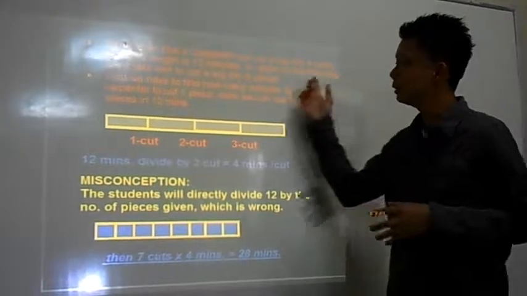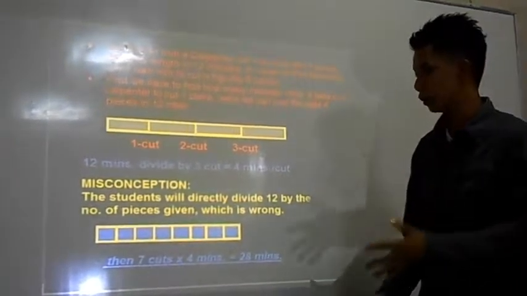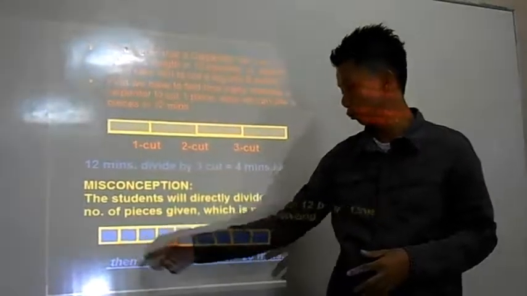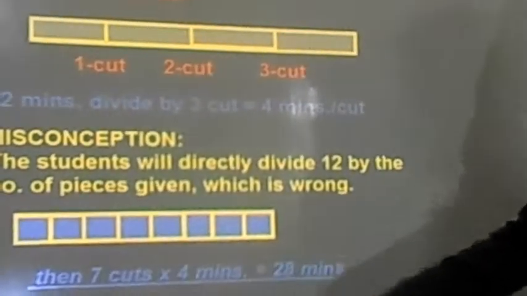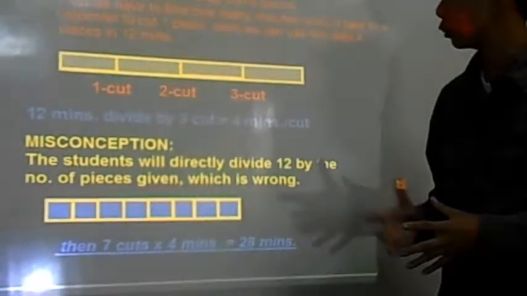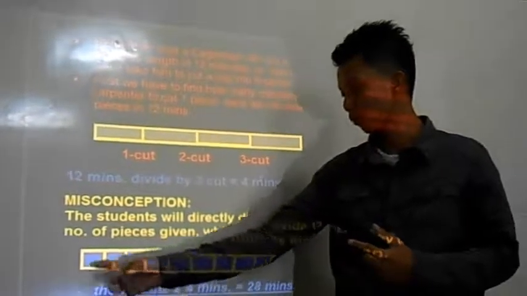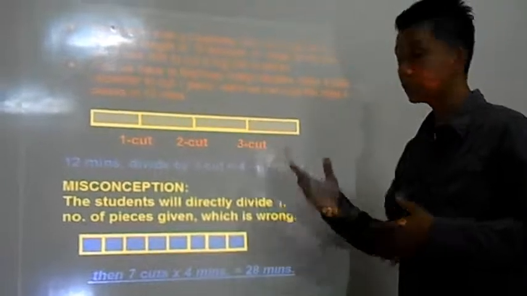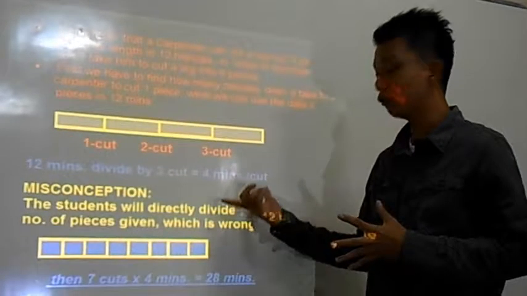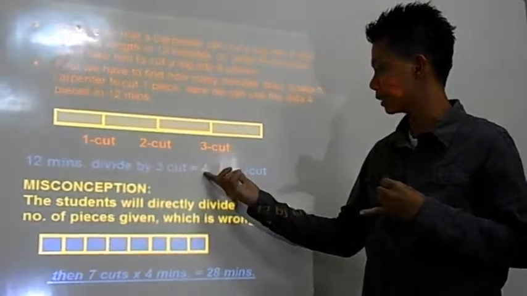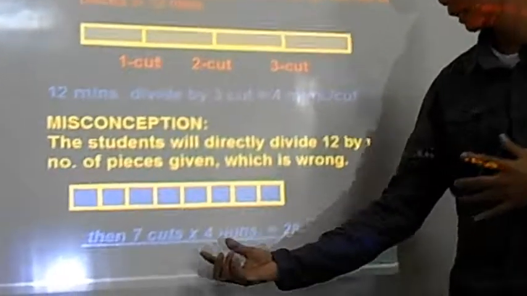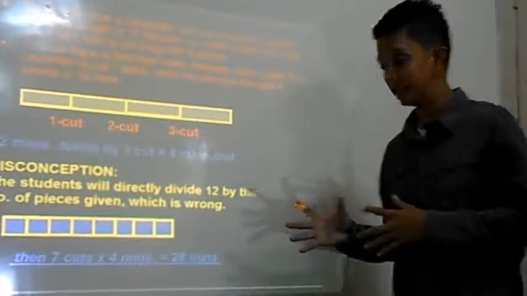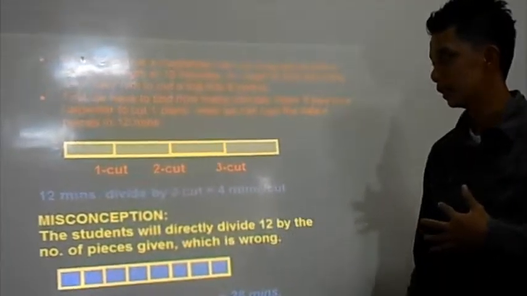How long will it take him to cut a log into 8 pieces? If we have to cut a log into 8 pieces, 1, 2, 3, 4, 5, 6, 7, so we only need 7 cuts to create 8 pieces of log. If you count 1, 2, 3, 4, 5, 6, 7, 8, there are 8 pieces in just 7 cuts. Every cut takes 4 minutes, so we multiply 7 cuts times 4 minutes, which equals 28 minutes. So the answer in problem number 3 is 28 minutes.